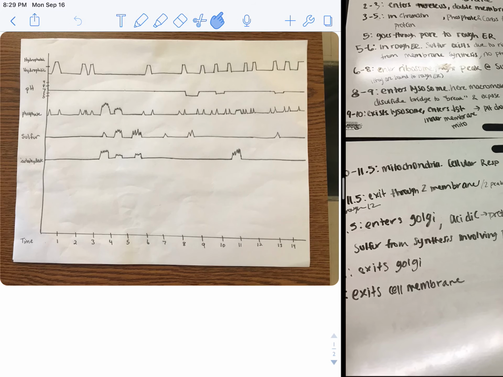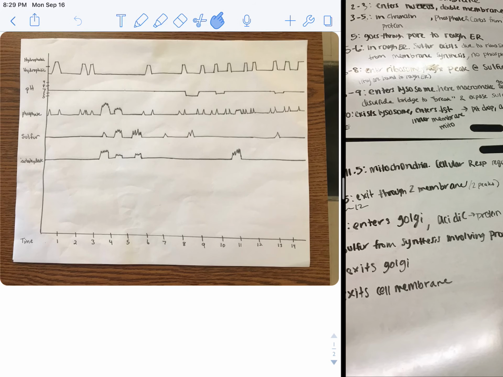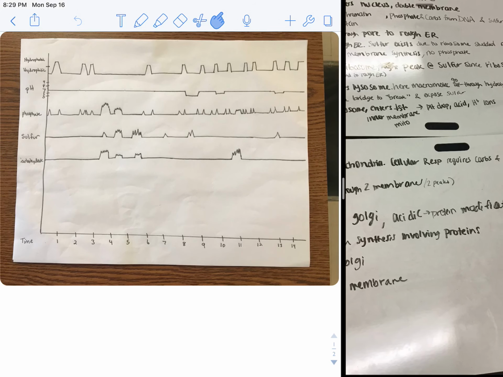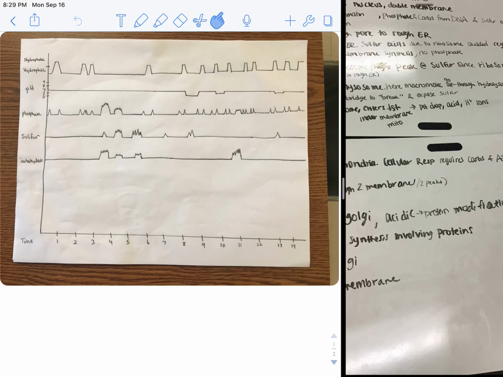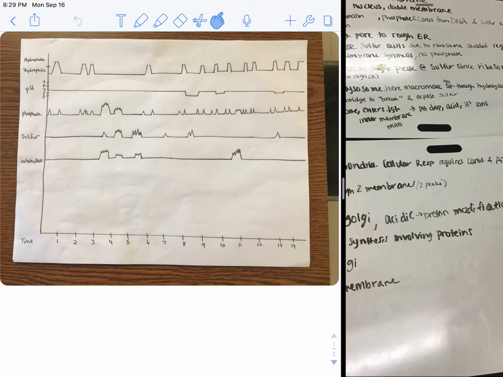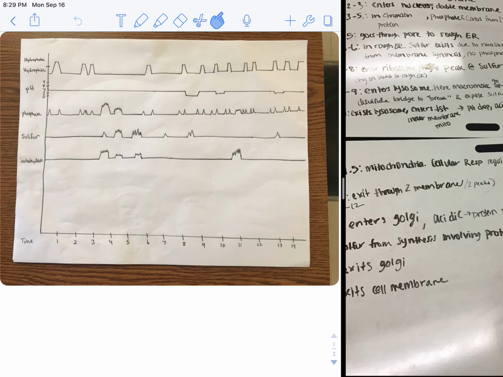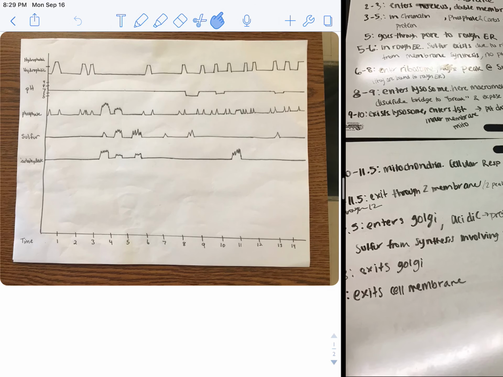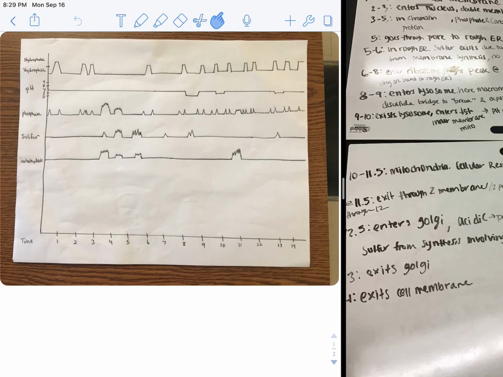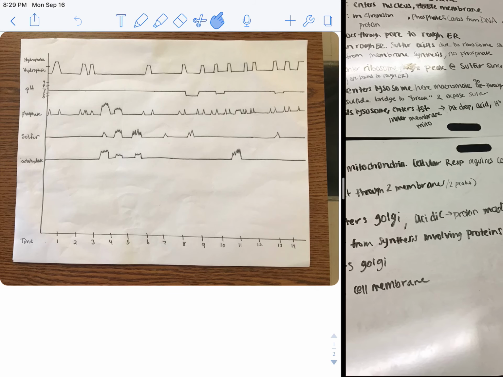And then between 9 and 10, we exit the lysosome, so the pH is going to go back to a more neutral level. And then between 10 and 11 and a half-ish, we enter a mitochondria.